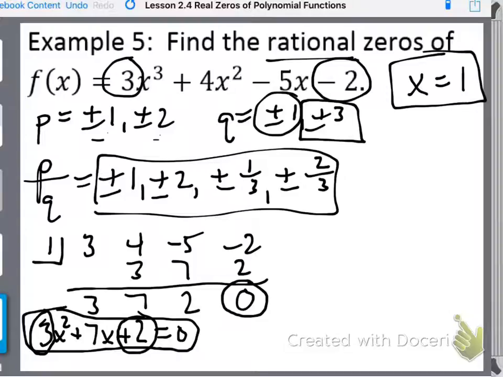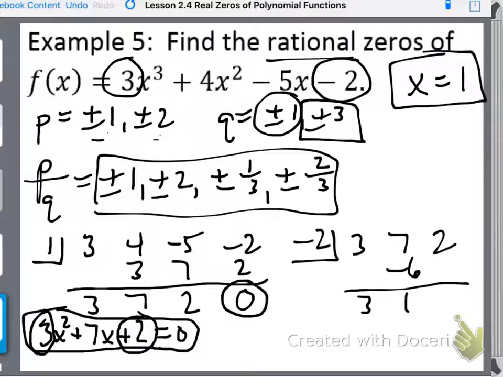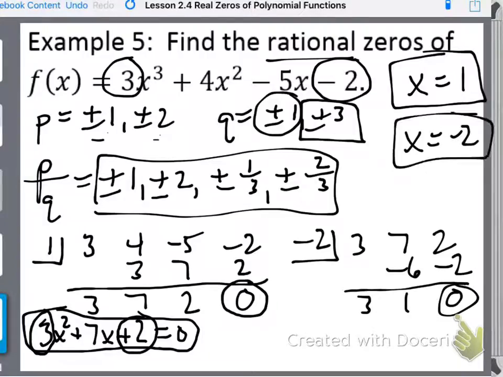So now I'm going to try -2. So 3, 7, 2. Bring down the 3, multiply, add, multiply, add. Oh, now look at this. So we get a 0 remainder. So that means that x equals -2 is one of our answers.